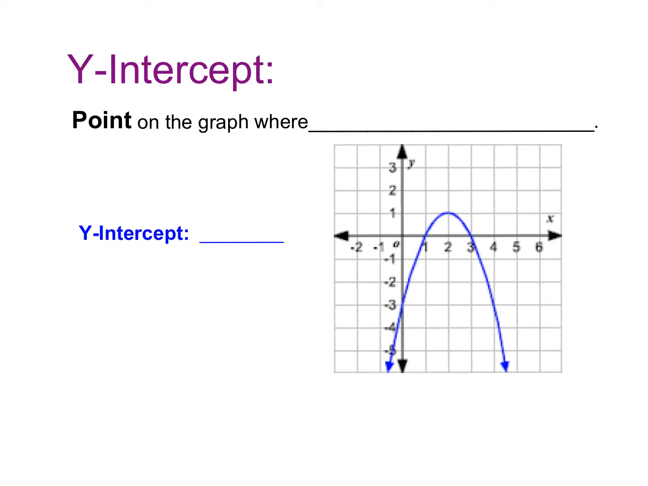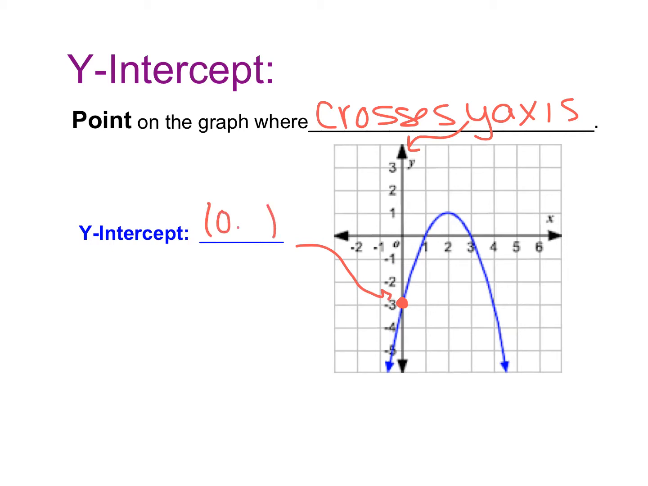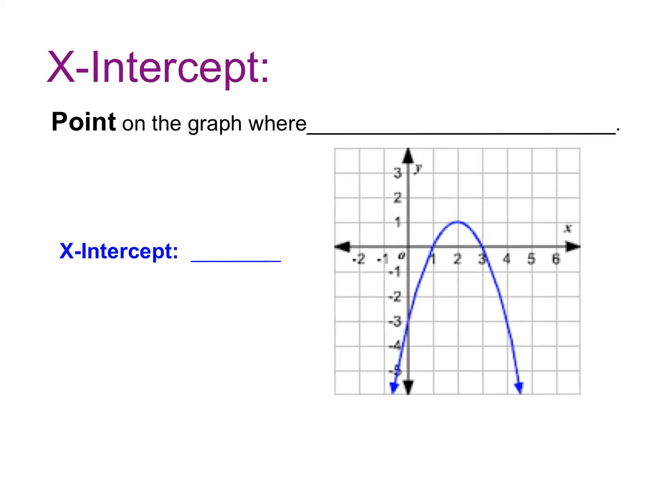The first key point that you should already know is the y-intercept, and remember the y-intercept is the point on the graph where it crosses the y-axis. Remember the y-axis is your vertical axis, and it's the point where we cross the y-axis, which in this case is right here. So that is an actual point. So we have x is 0, y is -3. And remember, for all y-intercept points, x will always be 0, and we're finding the y value that corresponds with that point.